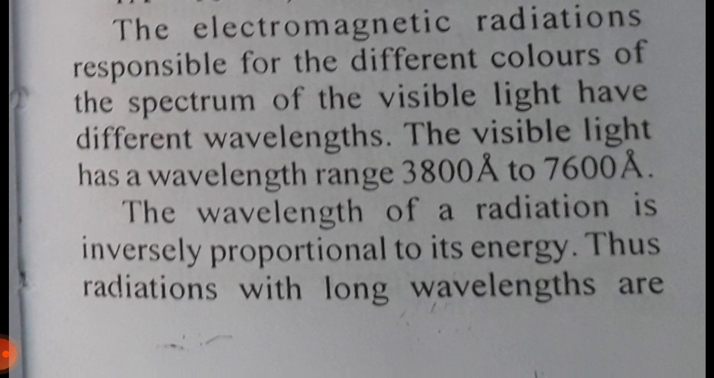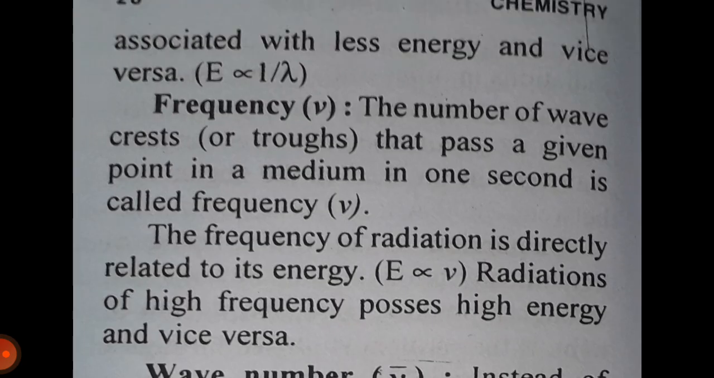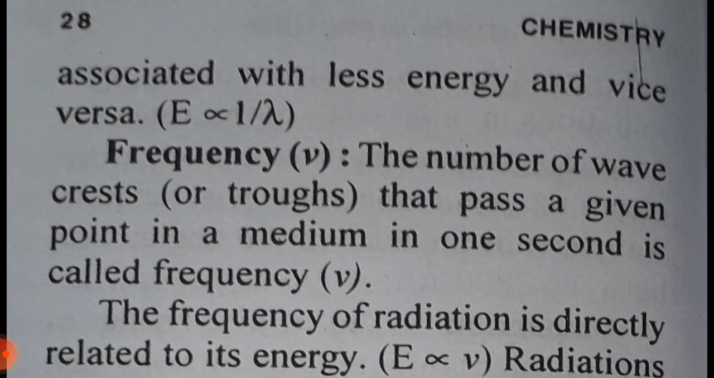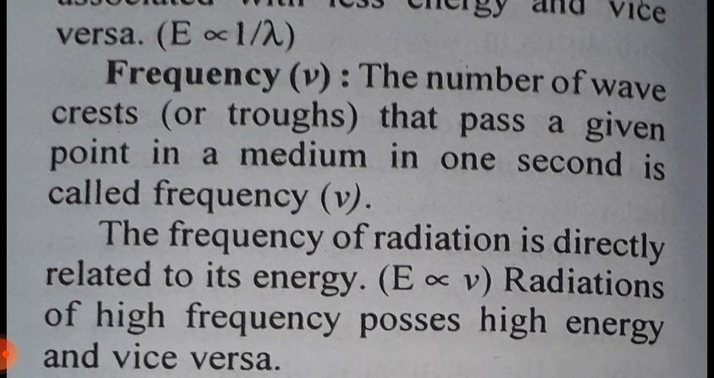Electromagnetic radiations responsible for the different colors of the spectrum of visible light have different wavelengths. Visible light has a wavelength range of 3800 angstroms to 7600 angstroms. The wavelength of a radiation is inversely proportional to its energy. Thus, radiation with long wavelengths is associated with less energy and vice versa. E is inversely proportional to lambda.